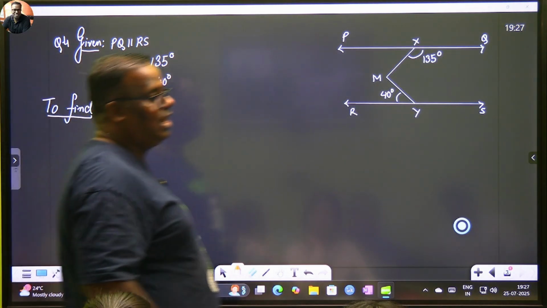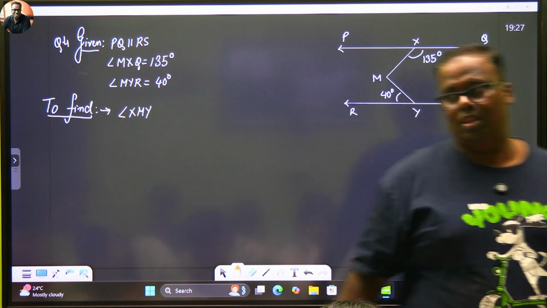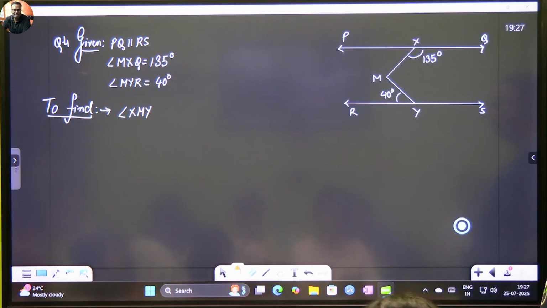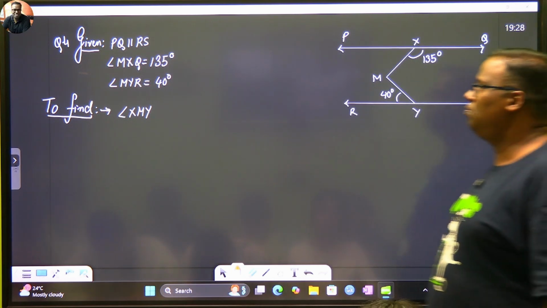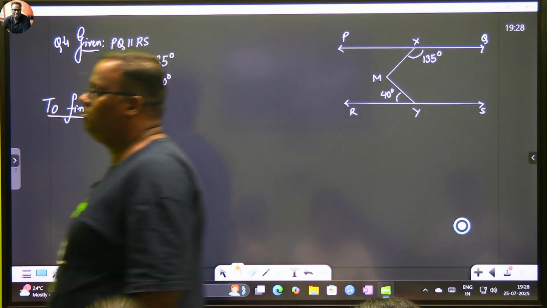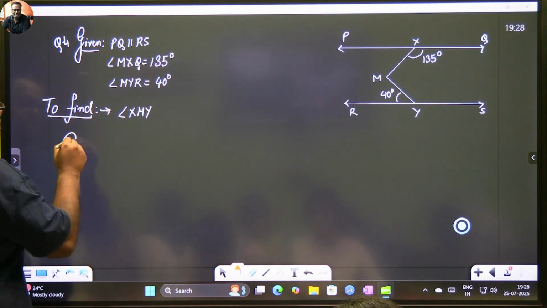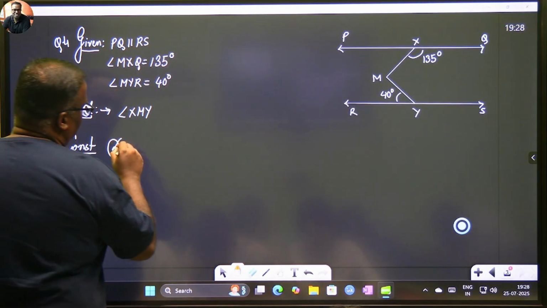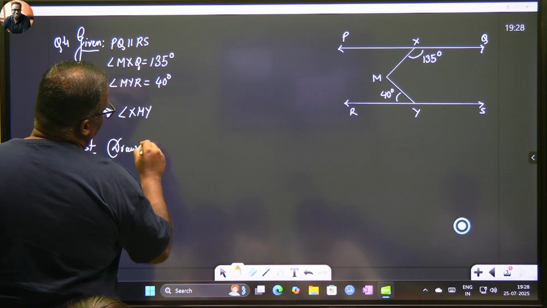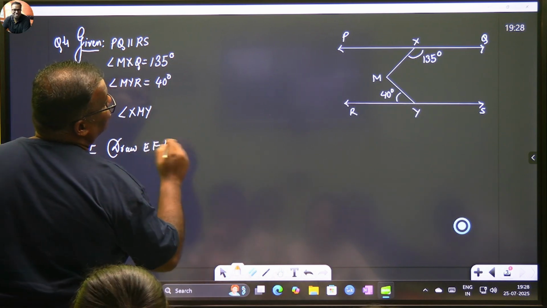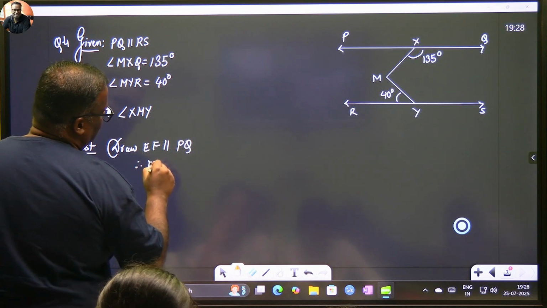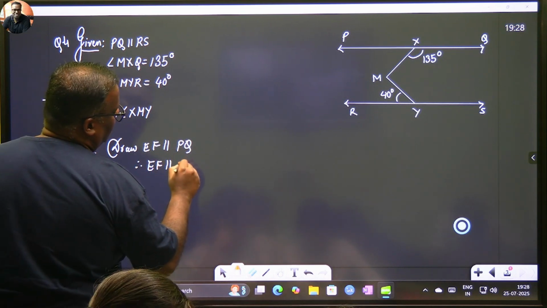To find angle XMY. Okay? To find angle XMY. Correct. Now, in many geometry problems, you will come across something which is called construction. This problem will need a construction. So a construction would be, say we draw EF parallel to PQ. Therefore, EF must be parallel to RS also.